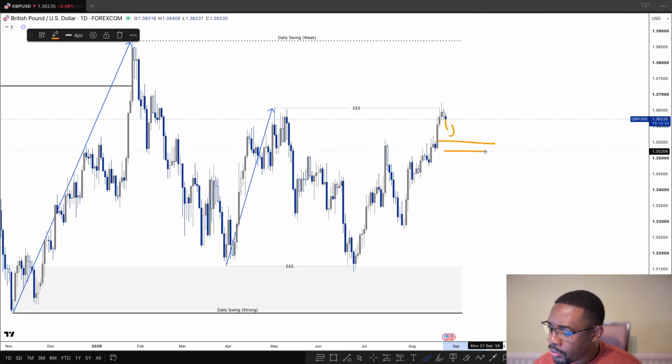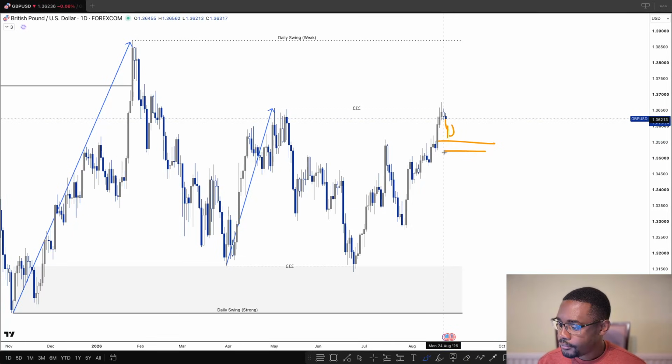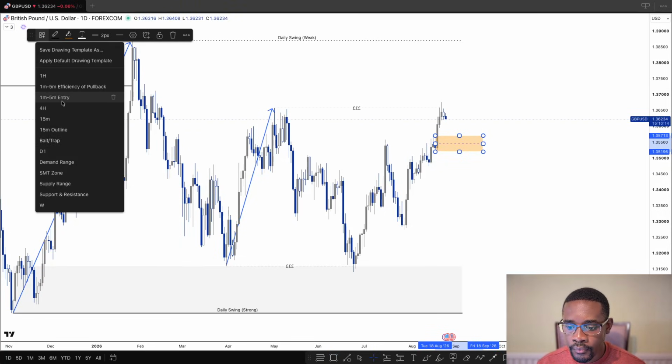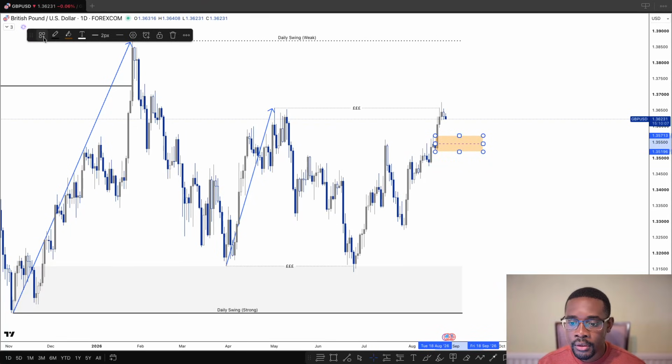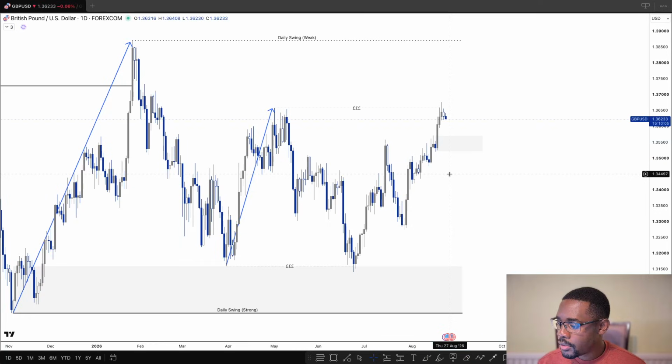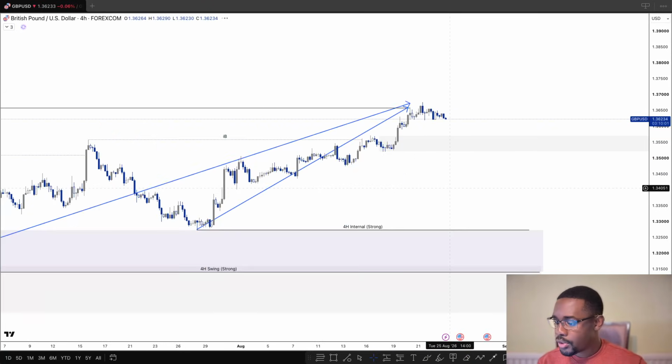And here's an area where price could possibly reach if it decides to pull back. So let me just mark it out. Let me just mark the zone. It's on the daily. Okay, let's mark this daily zone just like that. All right, so let's go on the 4 hour.